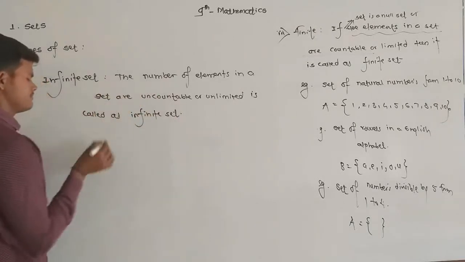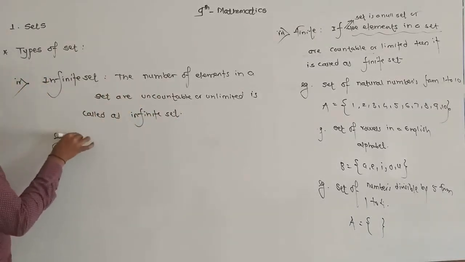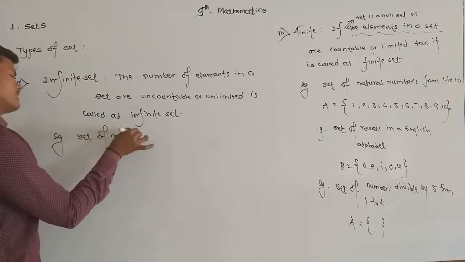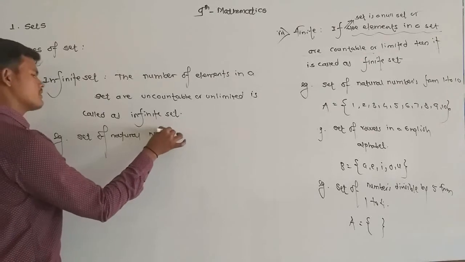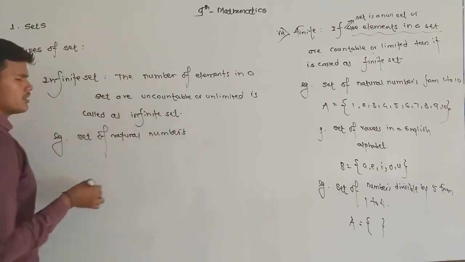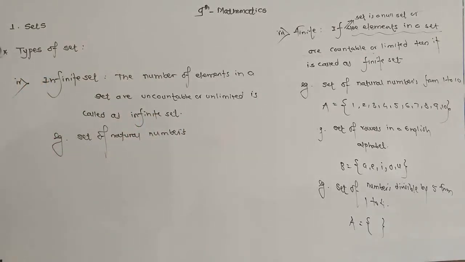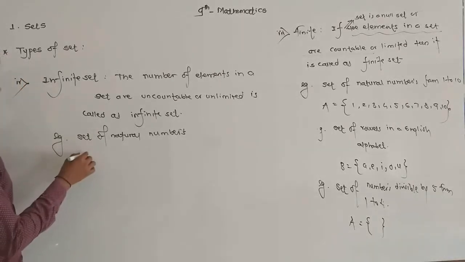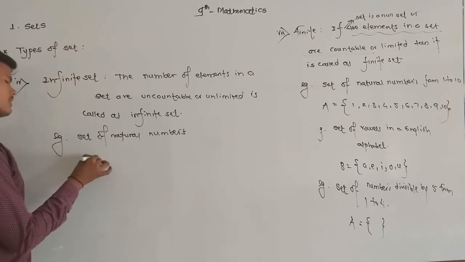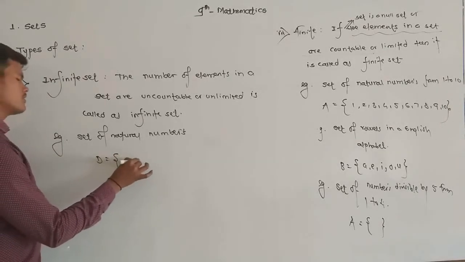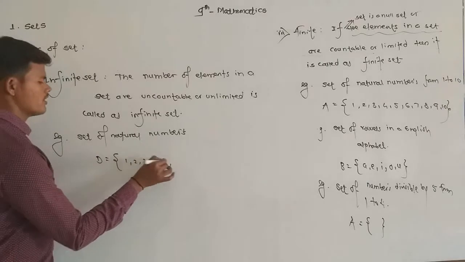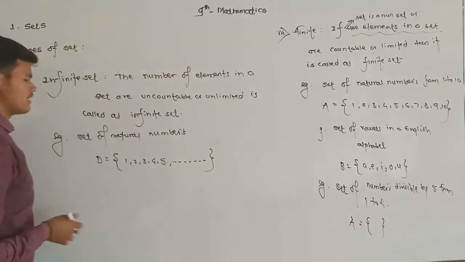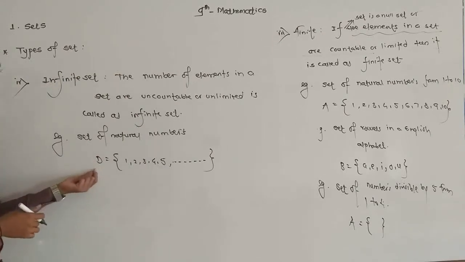For example, set of natural numbers. We know that natural numbers start from 1, but they go up to infinity. That means we do not count the last element of the natural numbers. So we can write the set as 1, 2, 3, 4, 5, but it goes up to infinity. So this is an example of an infinite set.